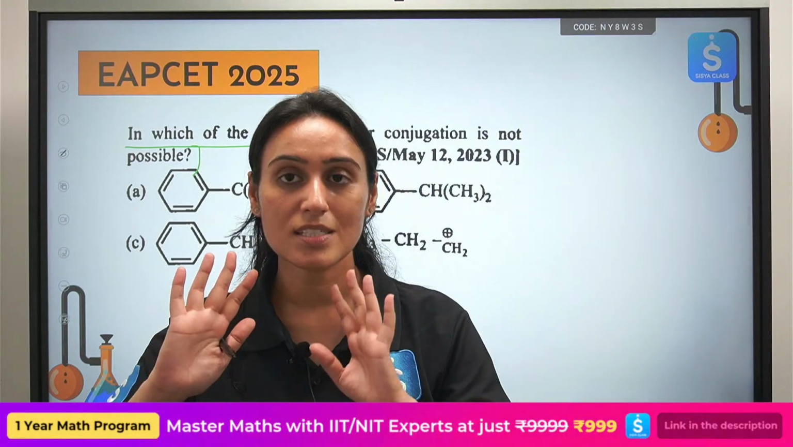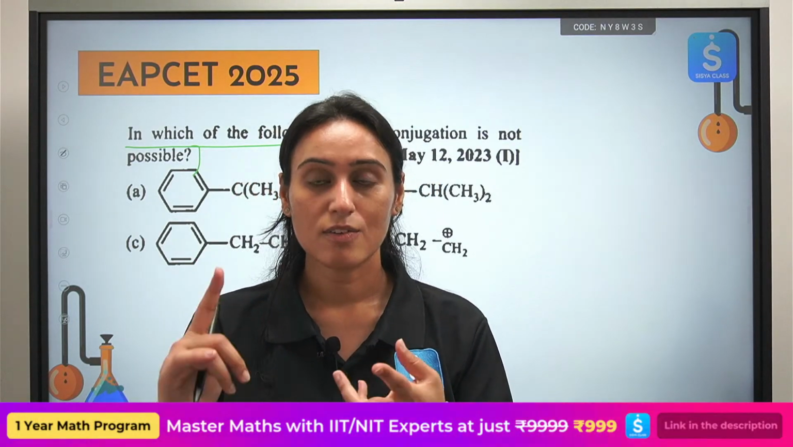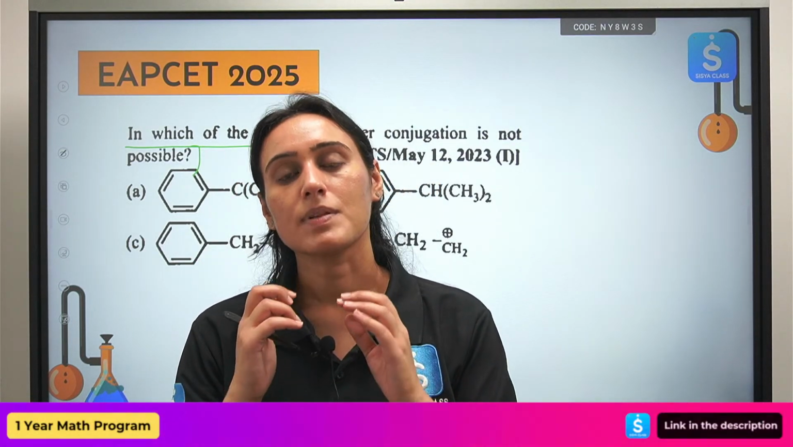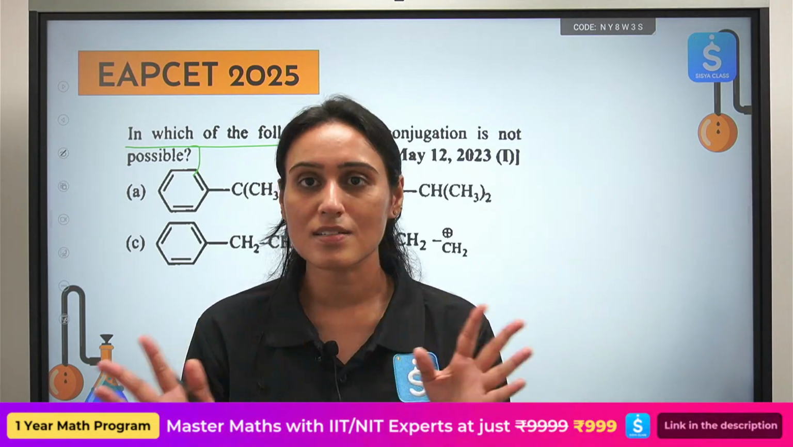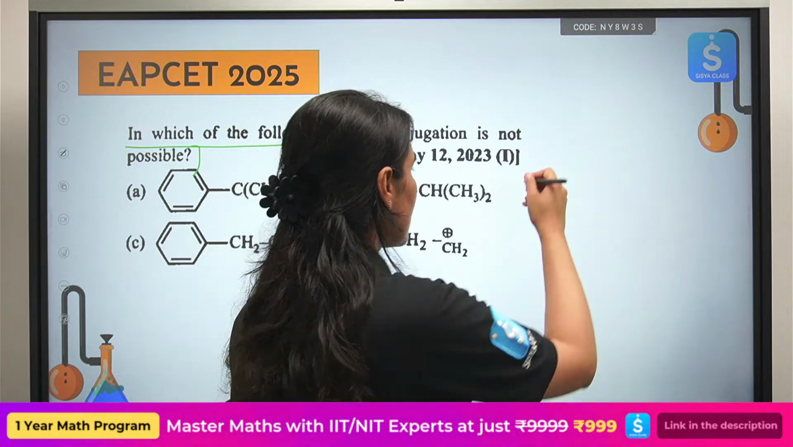So your hyperconjugation can only stabilize carbocation, free radical and alkene system. Please don't apply it to carbanions. They do not have empty p orbitals. You will not see hyperconjugation there. Okay, I will write this.